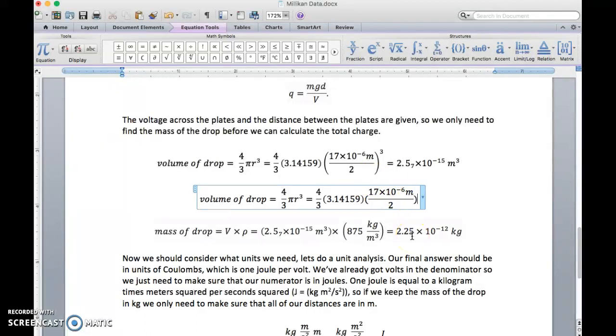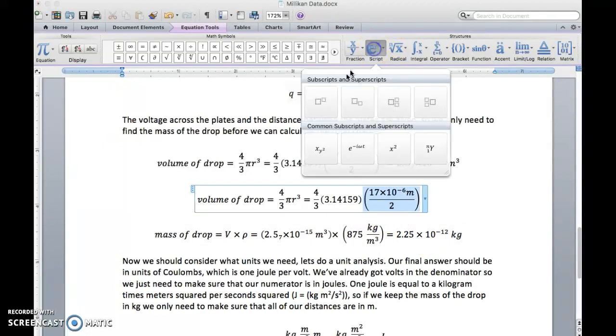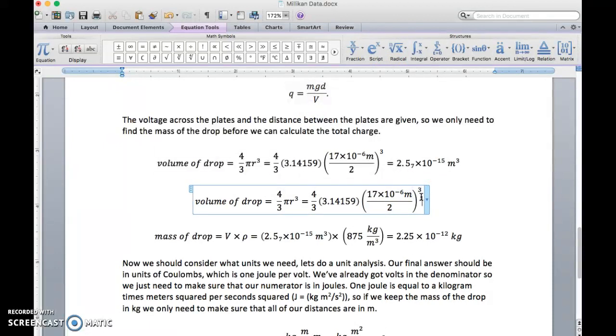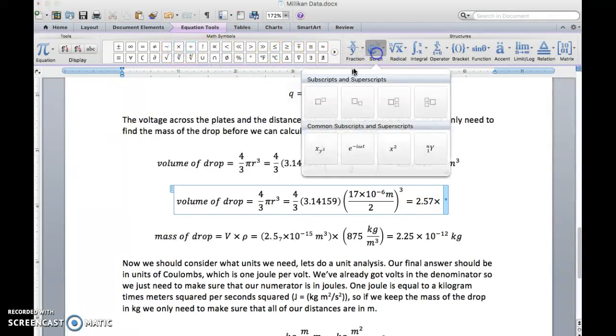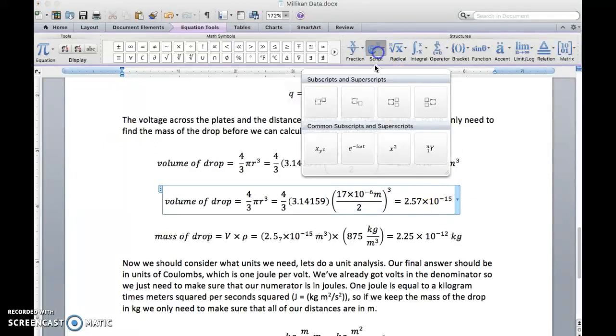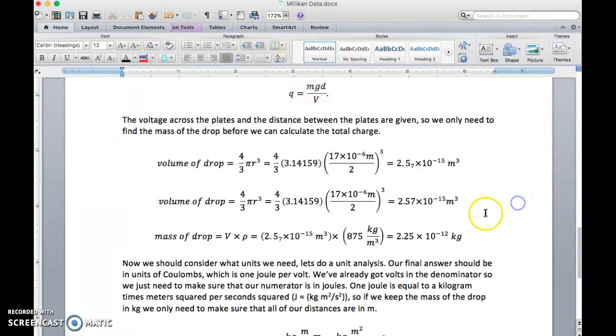I'm going to close my parentheses, and now when I hit space, the parentheses are connected together around everything that's in them. This whole term needs to be cubed, so I'm going to select that and then go to my superscript and then cube it. And then I can write my answer equals 2.57 times 10 raised to the -15 power in meters cubed. So again, meters cubed. All right.